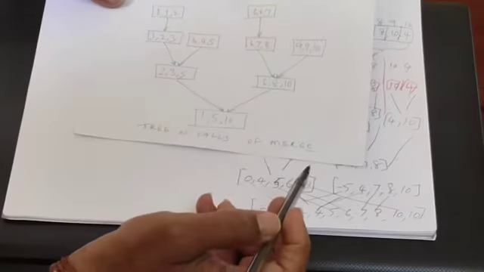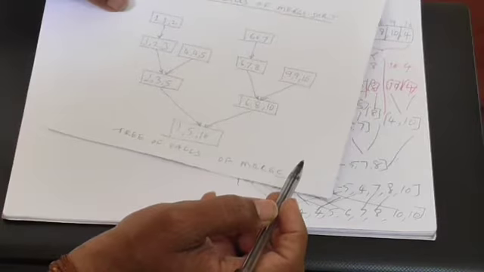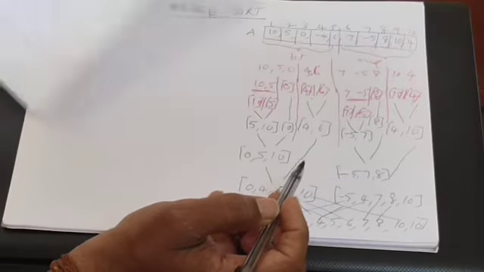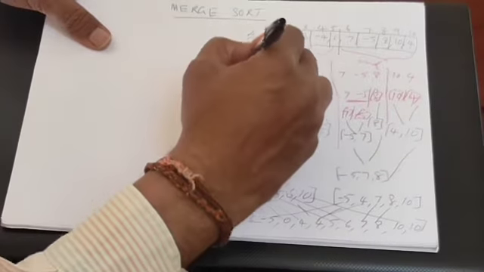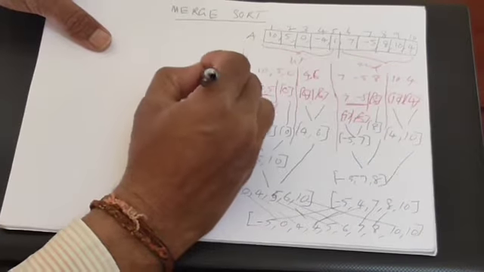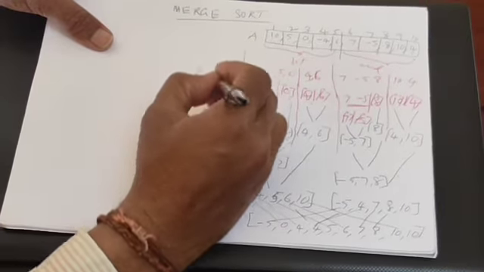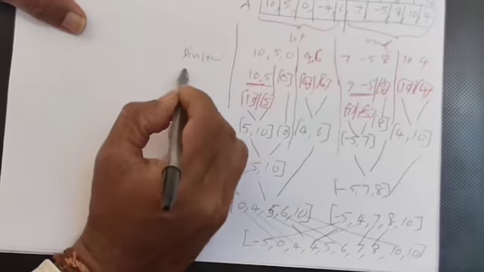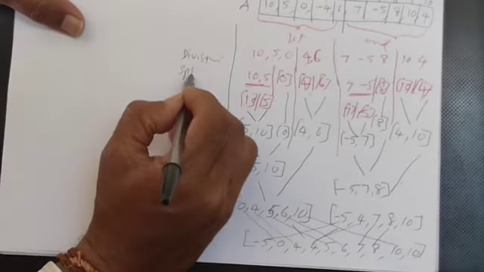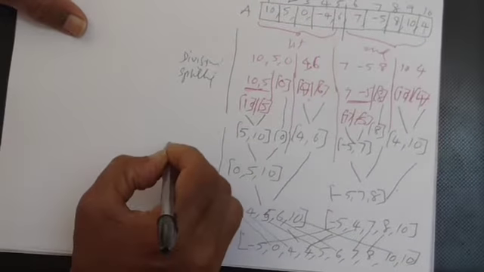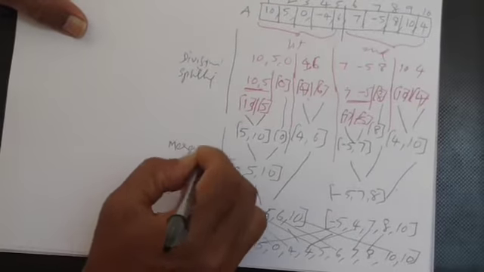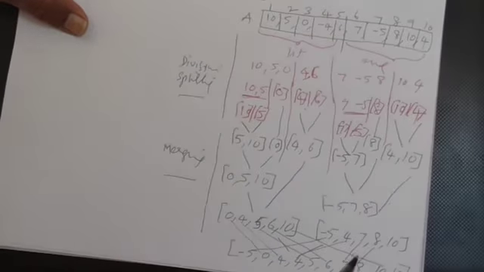So this is about the merge sort. There are two phases, as I said. There is the splitting phase, the division, and here it is merging, hence it is done.